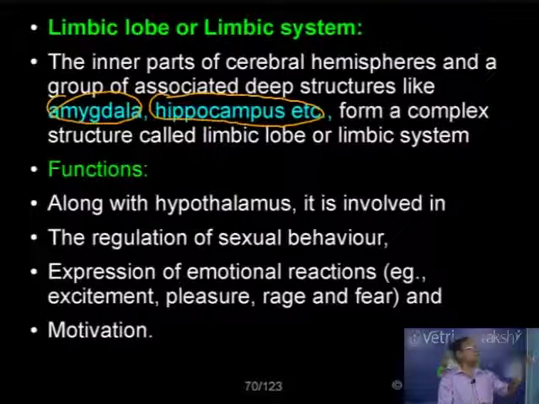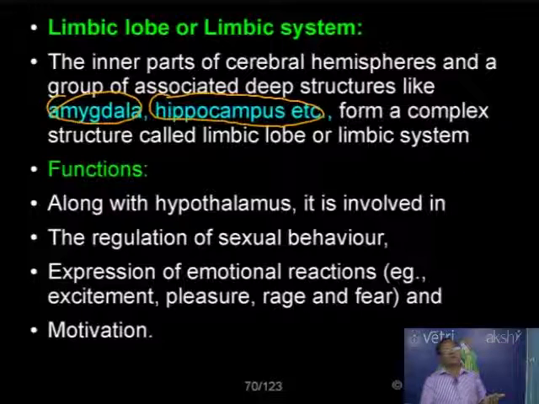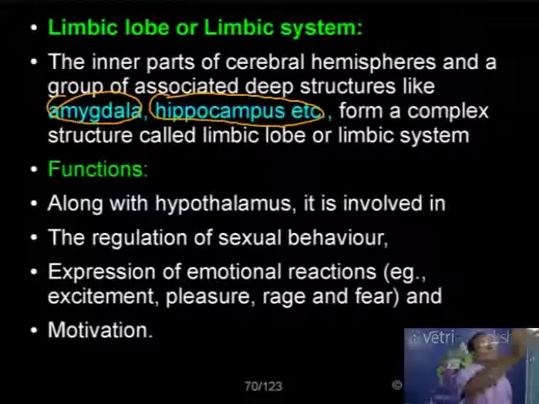Now, what is the main role of this limbic system? I mentioned that, along with the hypothalamus, it is involved in the regulation of sexual behavior, and also the expression of emotional reactions like anger, fear, excitement, pleasure, etc., and motivation. These are the functions of the hypothalamus, and along with the hypothalamus, these structures also perform such functions. In addition, some structures in the limbic system are responsible for integrating the activities of the two cerebral hemispheres, mainly the hippocampus, along with the corpus callosum.